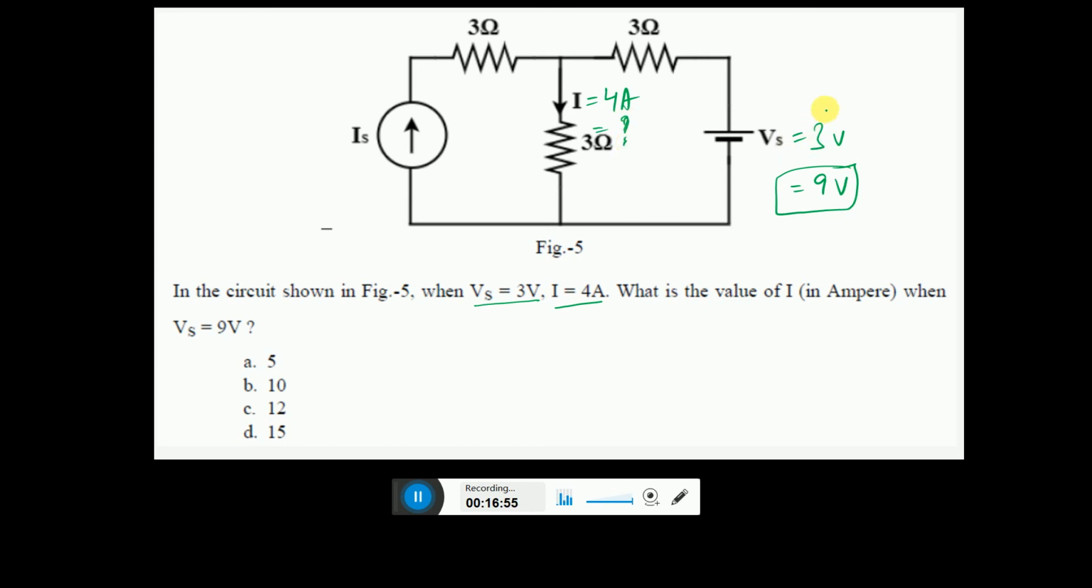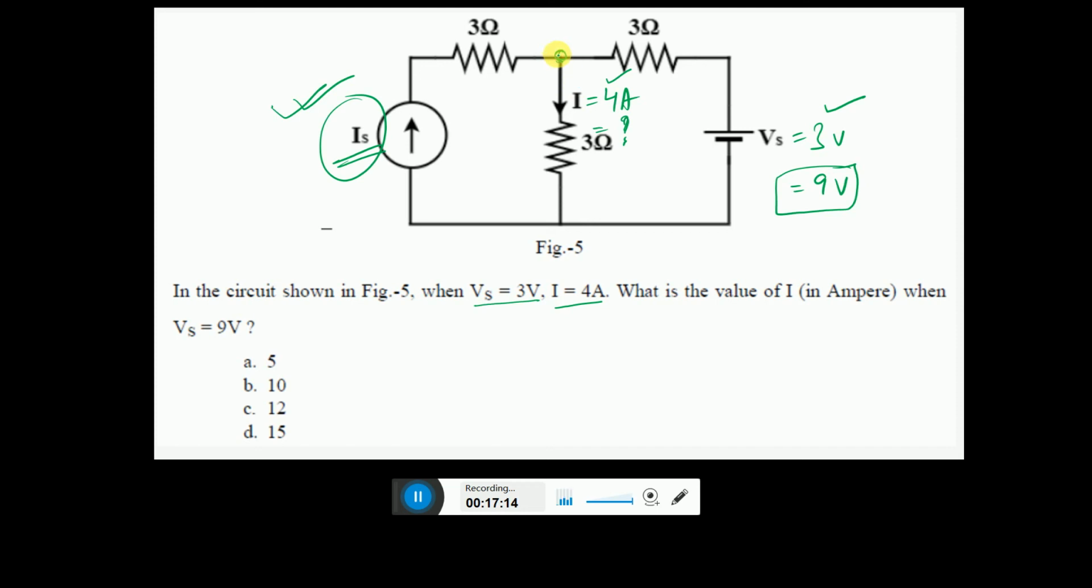First, 3 volt is given to you and 4 ampere is given to you. You find out the value of IS from here. Once you know the value of IS, then you remove this 4 ampere now. IS is known, Vs is equal to 9. Then you can solve it.